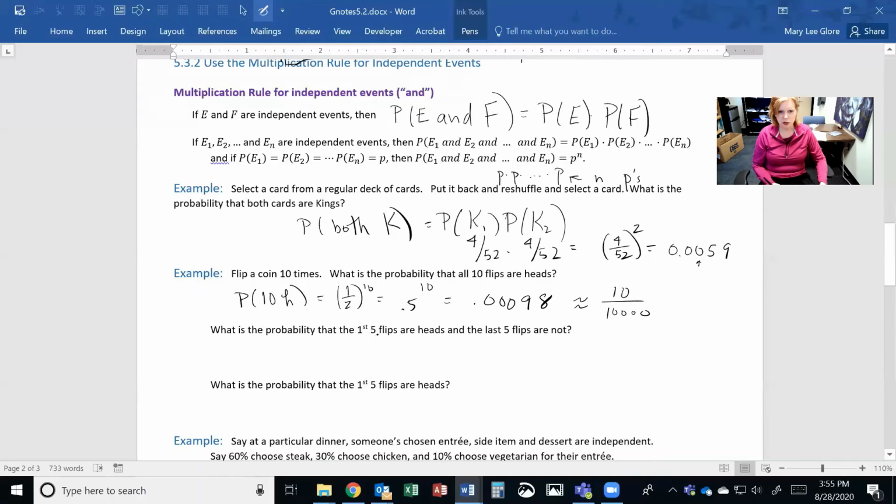All right. So what is the probability the first 5 flips are heads and the last 5 flips are not? So this is going to be the probability of 5 heads in a row and then 5 tails. Oops, not. This is and. And 5 tails. So the 5 heads have a probability of 1/2, and I'm going to have those to the 5th power. Now I have tails. Those all have a probability of 1/2, and I'm going to have those to the 5th power. So same thing, it's 1/2 to the 10th power, which is 0.00098.